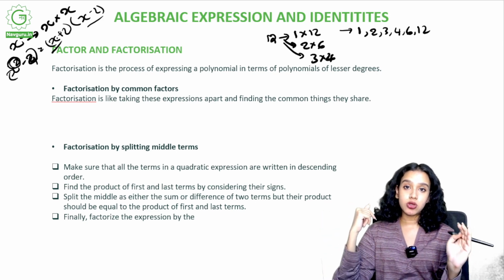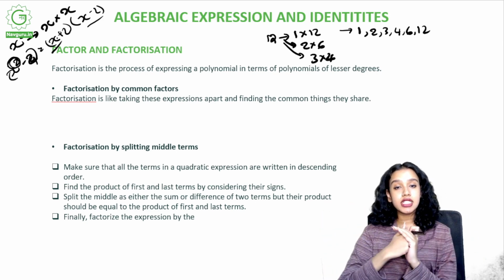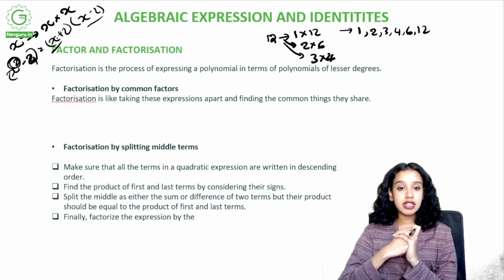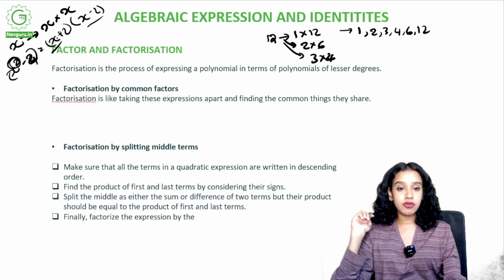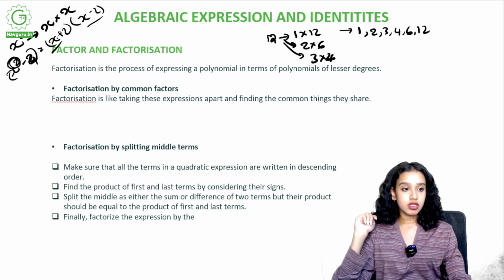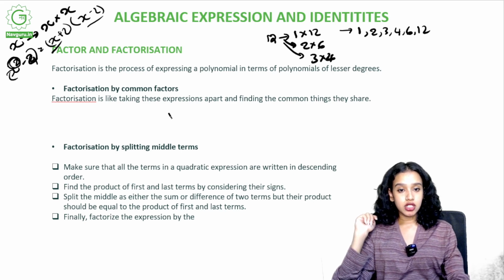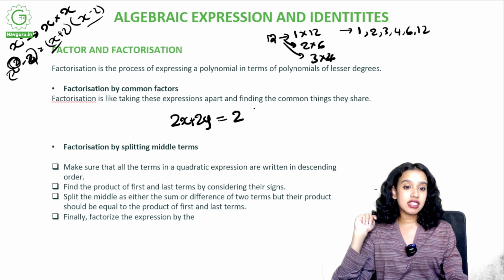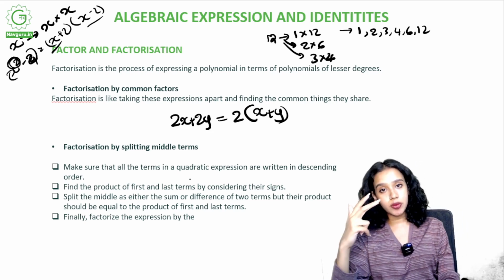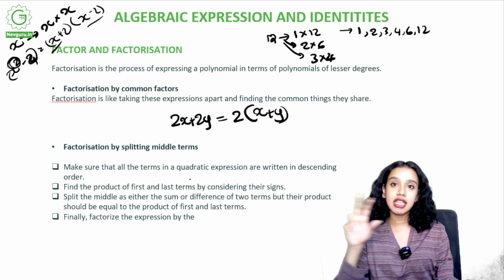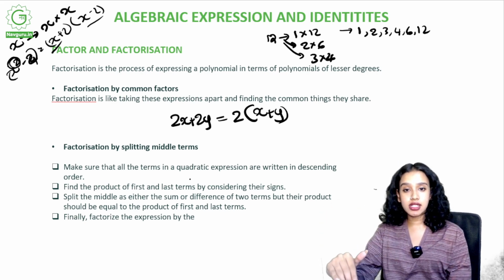The first method to do the factorization is the factorization by common factors. Factorization by common factors means if we have a term, let's say 2x plus 2y, right? We could easily write this as 2 into x plus y, right? So any term which has a common factor, we'll just take it out and then we'll factorize, right?